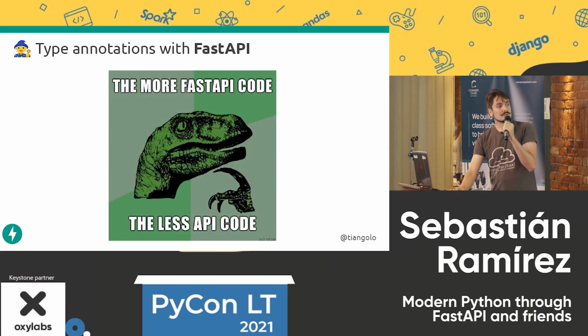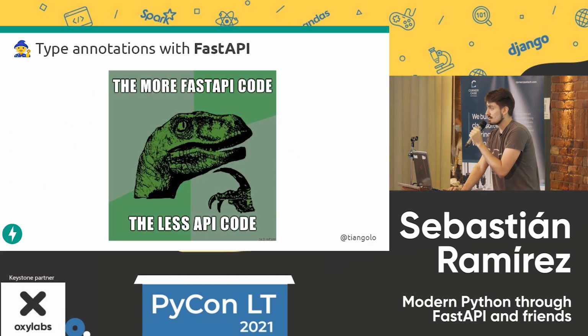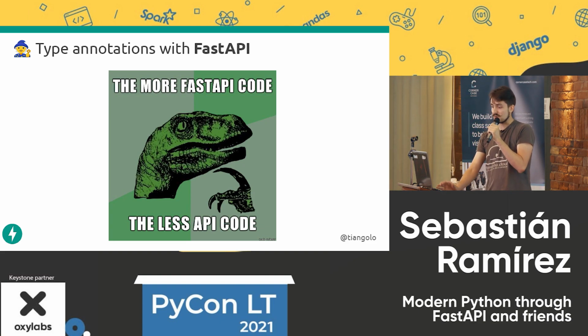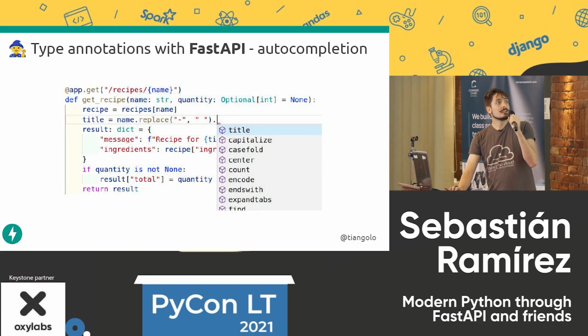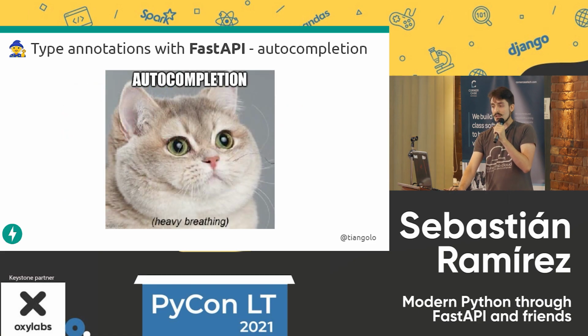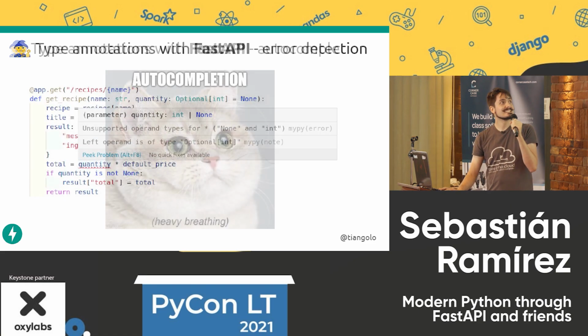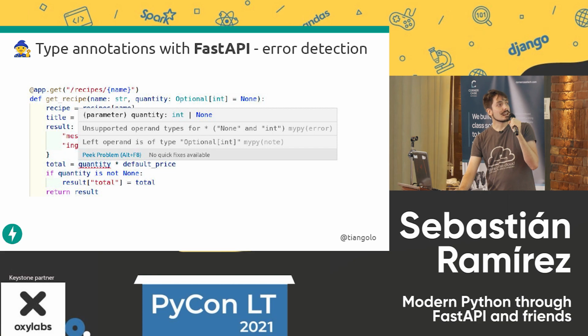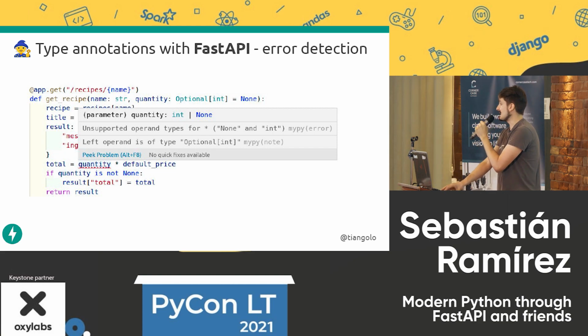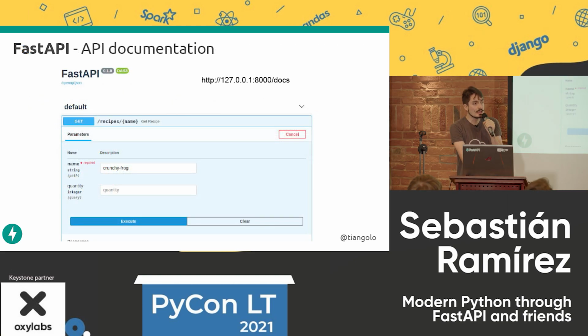So the more FastAPI code we write, the less API code we write, because we can just focus on the actual business logic, on the actual code that is important for our app. And of course, because this is all based on type annotations, we have autocompletion everywhere, which is nice. And we get all the inline errors from the detection of these types. And by using FastAPI, we can go to /docs, and we get this automatic interactive documentation interface for the API that is generated automatically from the type annotations that we used.